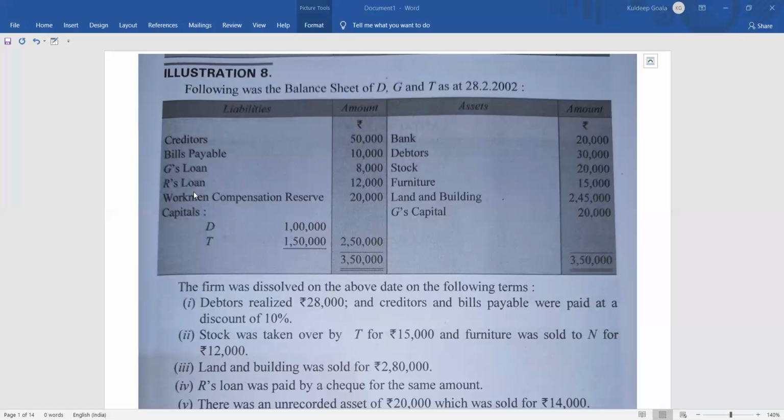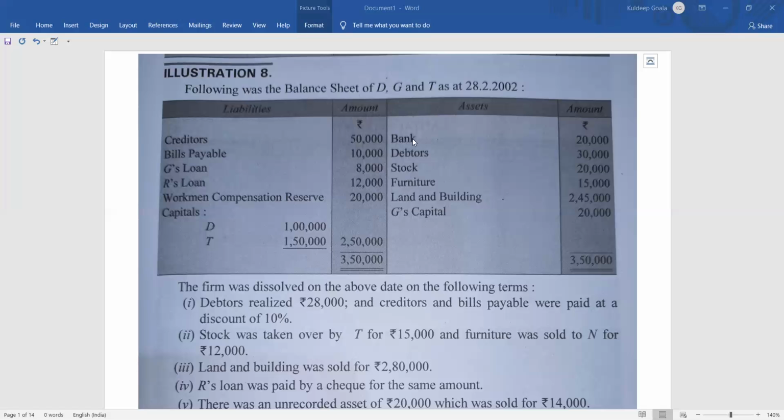The other day also I told, partner's loan is paid through partner's loan, and any other loan will be paid through realization account. So R's loan will be going in the realization account, whereas G's loan, who is a partner, will be going to the loan account of G. Then workmen compensation reserve was 20,000, capital was 1 lakh and 1,50,000. Regarding workmen compensation reserve, remember that if there is a claim, then to that extent you have to transfer to the realization account and pay it. But if there is no claim, the whole amount of workmen compensation reserve will be going to the partners' capital accounts on the credit side, as we have done earlier.